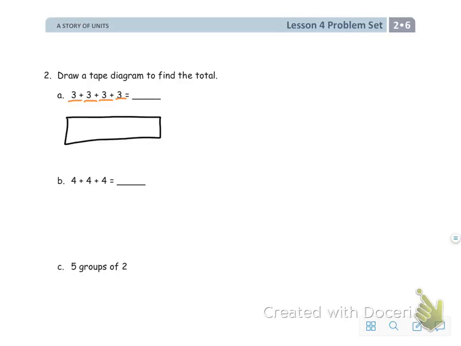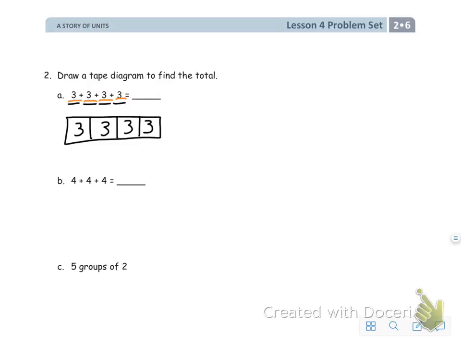So I went ahead and drew my long box. Now I need to have 4 boxes within here. So I'm going to put in 3 vertical lines so that I get my 4 boxes. Now I'm just going to put my numbers in each group.